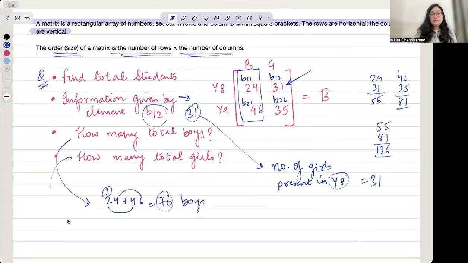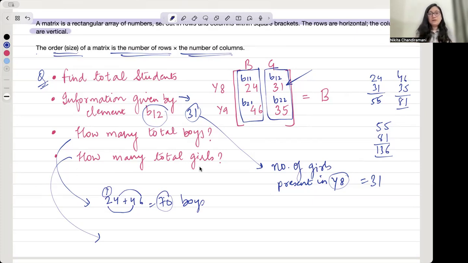Now, how many total girls are there? Again, you will add the second column. If they want the total number of students in year 8 or in year 9, that way you will have to add the elements of the rows altogether. But right now they want the information about the number of girls or number of boys, then you will have to add the column elements together. So you have to figure out yourself what exactly the question is demanding.